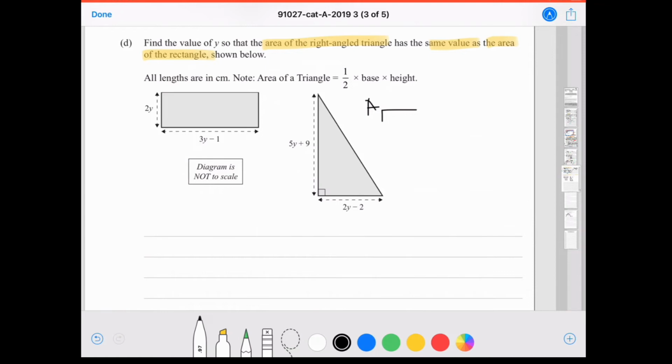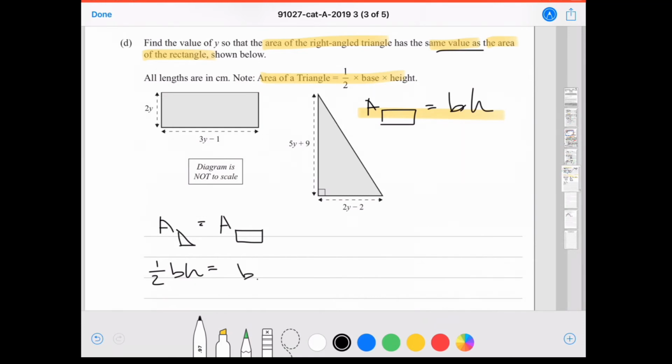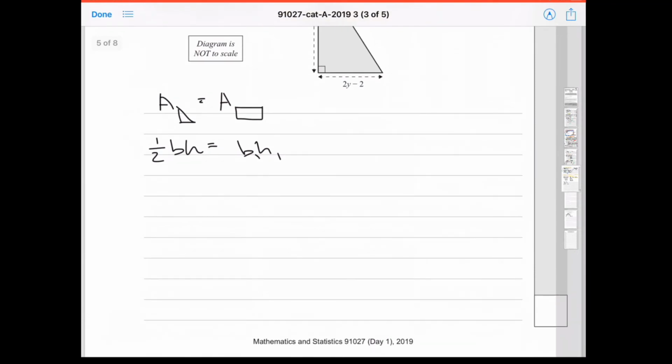So the key piece of information in this question, when you're trying to set up your equation, is this right here: the area of the right angle triangle has the same value as the area of the rectangle. So we can say area of the right angle triangle equals the area of the rectangle because they're the same, right? And now, what actually are these areas? Half base times height for the triangle, and for the rectangle, it is base times height, b dash h dash.